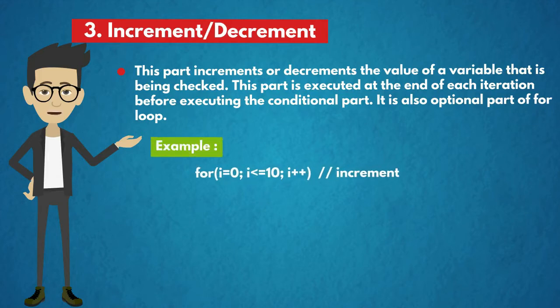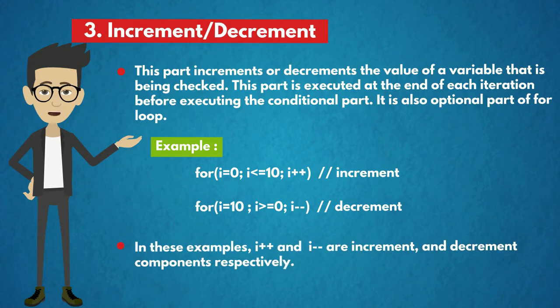Example, for i = 0; i <= 10; i++ is the increment. And for i = 10; i >= 0; i-- is the decrement. In these examples, i++ and i-- are the increment and decrement components respectively.